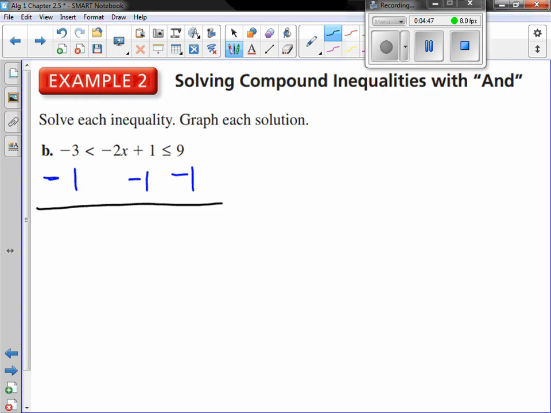So negative 3 minus 1 is negative what? 4 is less than negative 2x is less than or equal to 9 minus 1 is 8, yes? So is x by itself? No, what's with it? The negative 2, yes?